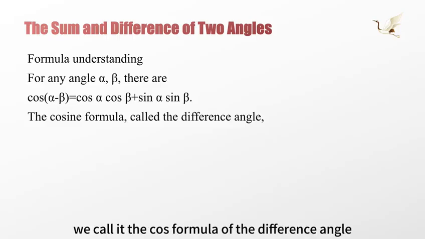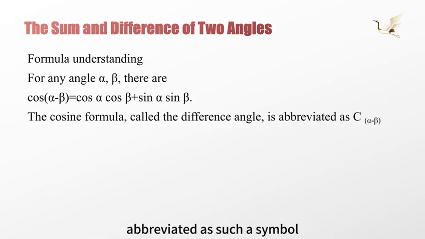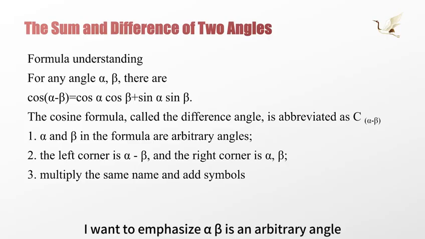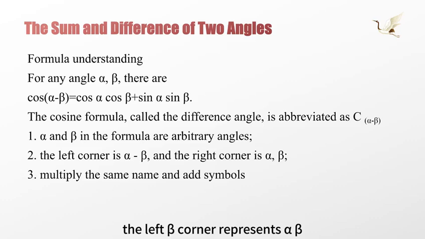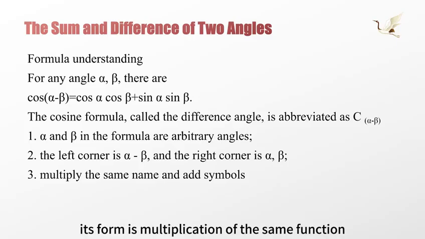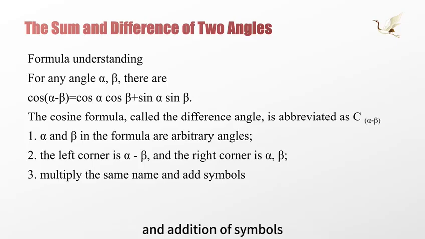We call it the cosine formula of the difference angle, abbreviated as C(α−β). First of all, I want to emphasize that alpha, beta are arbitrary angles. The left side represents alpha minus beta, while the right side represents alpha and beta. We focus on the right side of the expansion. Its form is multiplication of the same-name functions and addition of the terms, with a plus sign.